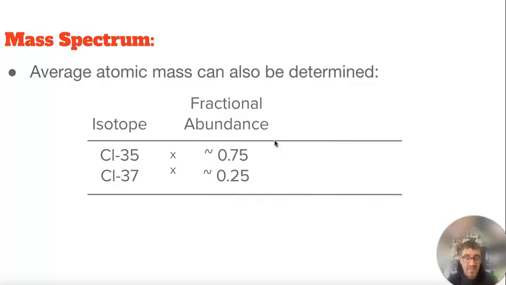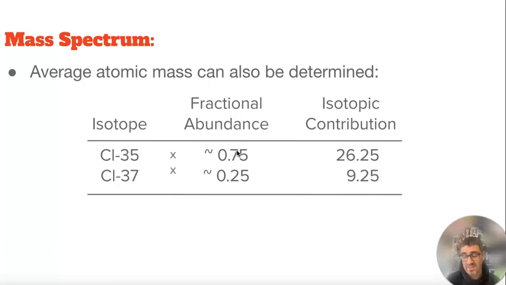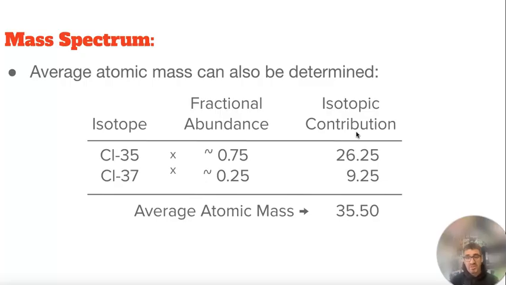Now, to calculate the average atomic mass, or the weighted average atomic mass, we're going to multiply the mass of each isotope by its fractional abundance to get its isotopic contribution. The more abundant an isotope is, the more it will contribute to the weighted average atomic mass. From here, we add these numbers up, and we get the weighted average atomic mass to be 35.50, which is pretty close to what you see on the periodic table, give or take the 100th or 1,000th decimal place.